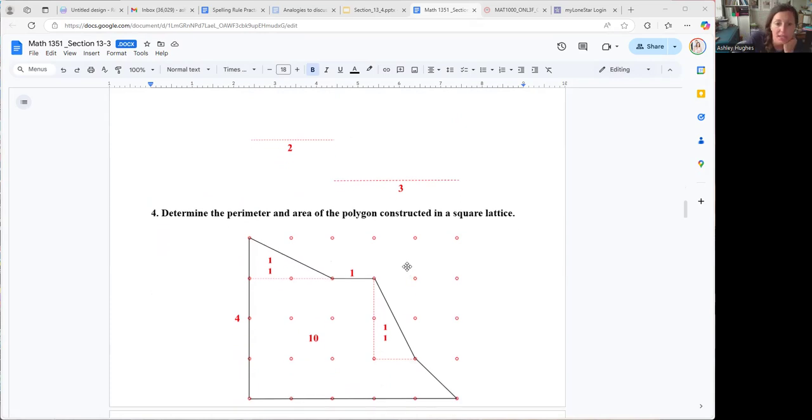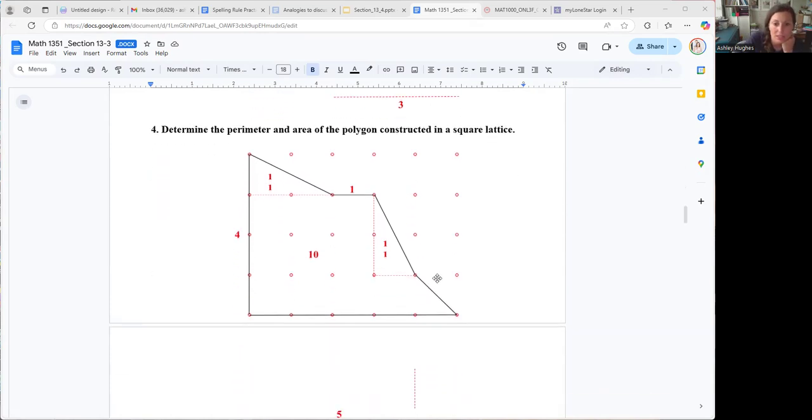Determine the perimeter and area of the polygon. So if I want to find the perimeter, I need to add up all the sides. The perimeter is the distance around. So like this is 1, 2, 3, 4. That's why they labeled it 4. And then this is 1, 2, 3, 4, 5. And then this is 1, but I'm missing these slanted pieces.